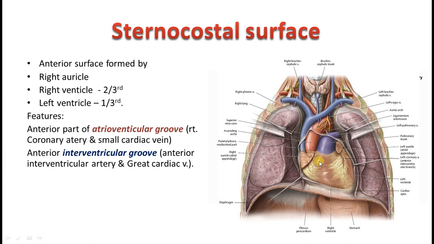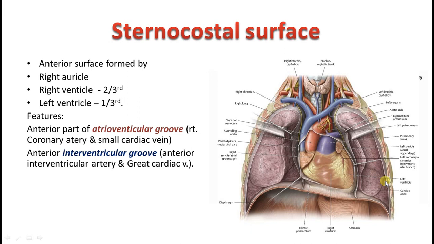Then the sternocostal surface is mostly covered by the anterior border of the lungs, right and left lung, and with its covering, that is the pleura. So the anterior border of the lung and the pleura covers the sternocostal surface. Thereby, this anterior border of lung and pleura intervenes between the heart with its pericardial covering and the anterior thoracic wall.